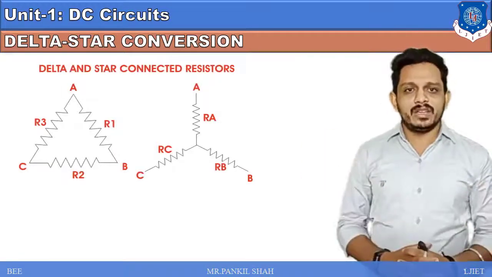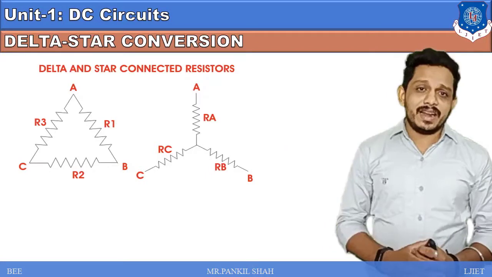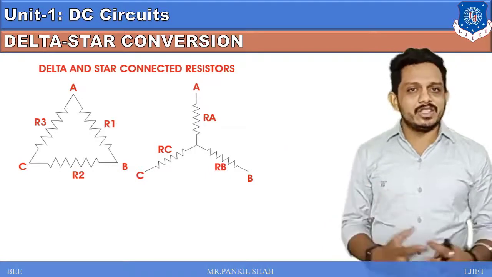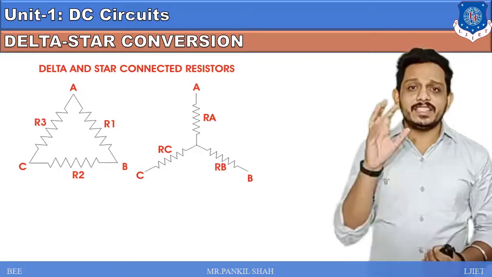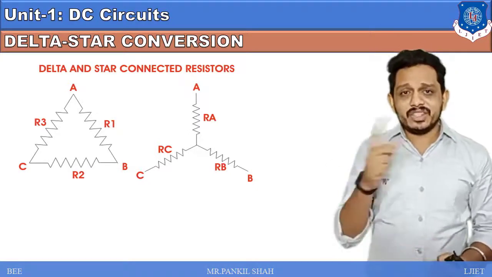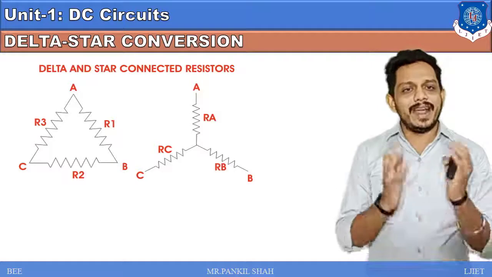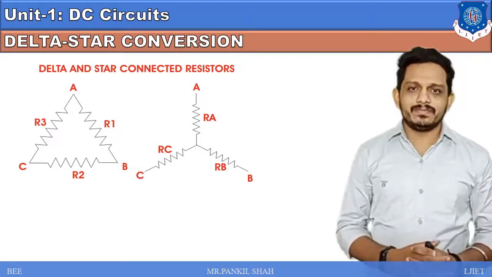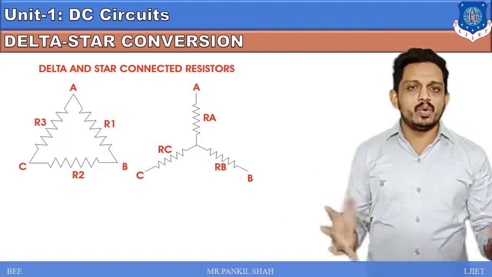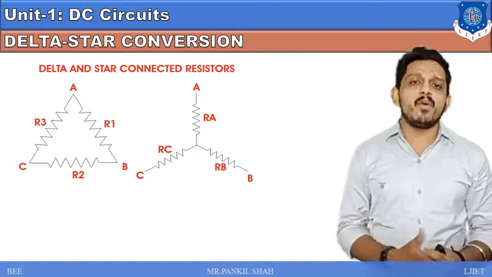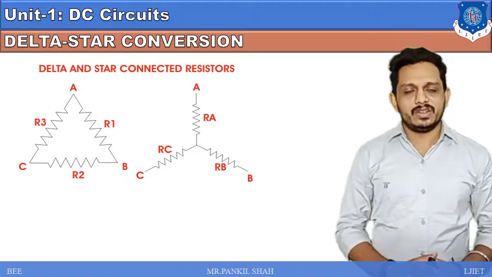And in these two figures, if three resistances are connected in this manner, then it is known as the star and delta. In case of star, the similar end of each resistor is connected together at a junction or a node. And this is known as a star connection. And there is no closed path, but there is a neutral point available in the star connection.